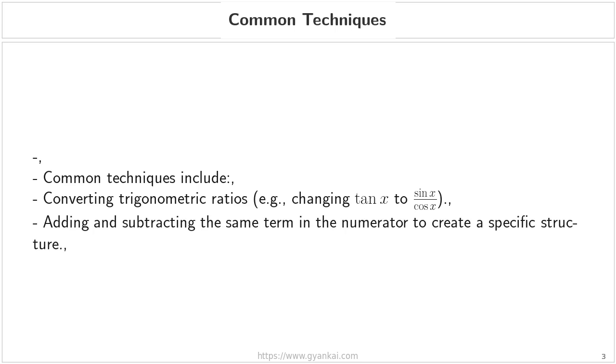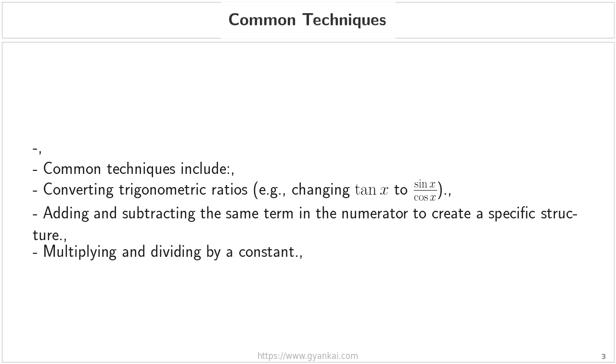Next, we have adding and subtracting the same term in the numerator. This might sound a bit strange, but it's a really powerful trick. The idea is to cleverly add and subtract a term within the integrand, the function we're integrating, to create a part of the integrand that is either the derivative of another part or can be easily manipulated to become so. We'll see this in action on the next few slides with a detailed example. It's all about strategically rearranging things. Finally, we have multiplying and dividing by a constant. This seems simple, and it is.